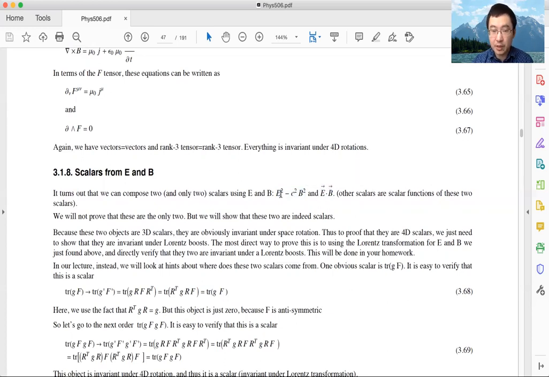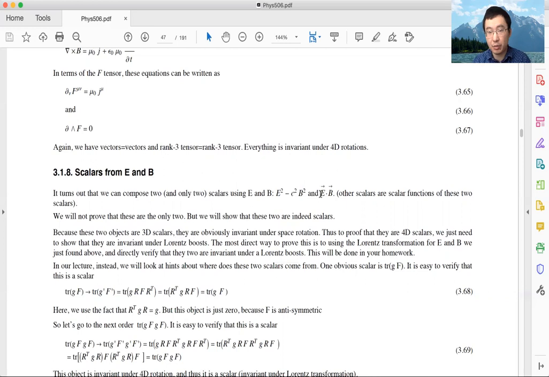Okay, so these two objects, obviously they are 3D scalars. E squared is the absolute value, the length of E. B squared is the length of B. Under spatial rotation, the directions of E and B can change, but the amplitude will not change. So this is a 3D scalar. E dot B is also a 3D scalar. The dot product between two 3D vectors is a scalar.